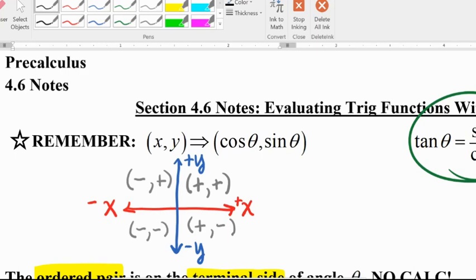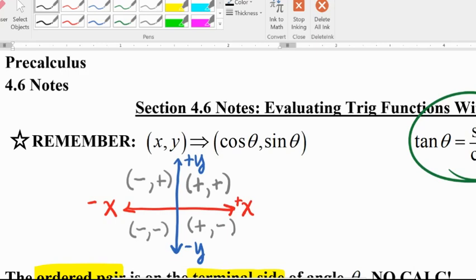As you go higher on the y-axis, the y values are increasing, right? In quadrants 1 and 2, the y values of any ordered pair are positive. So the sine of any angle in quadrants 1 and 2 is going to be positive. Vice versa, if you have the sine of an angle that's in quadrant 3 or 4, those values are going to be negative.